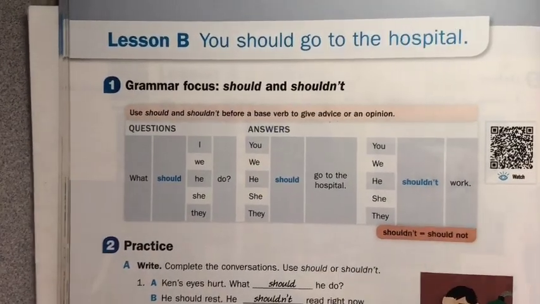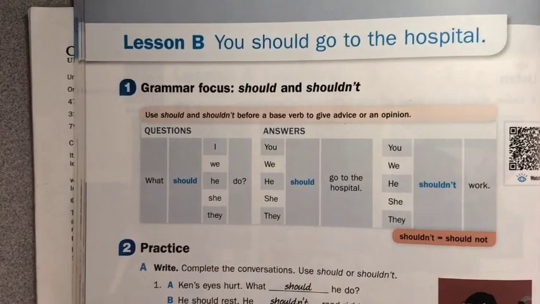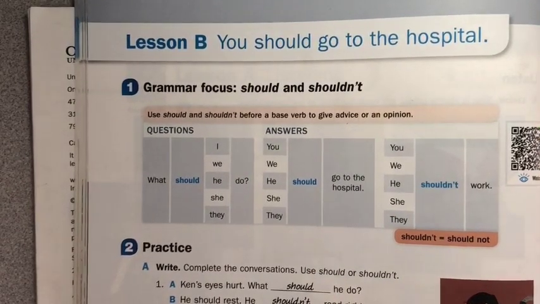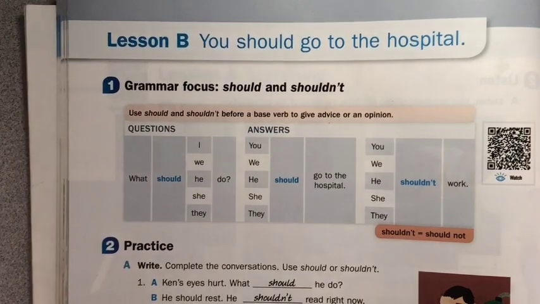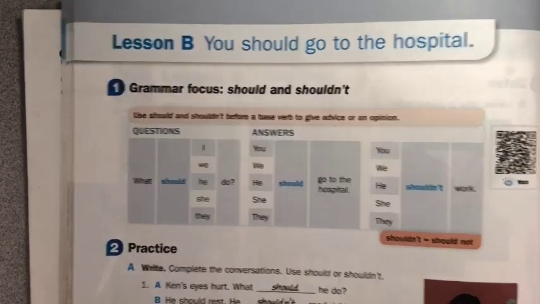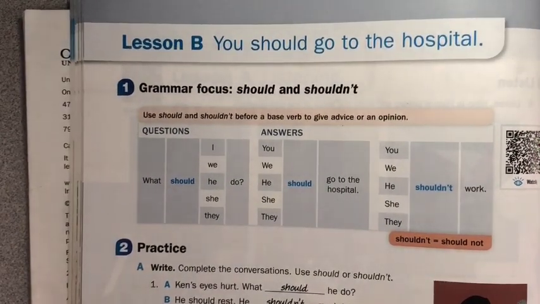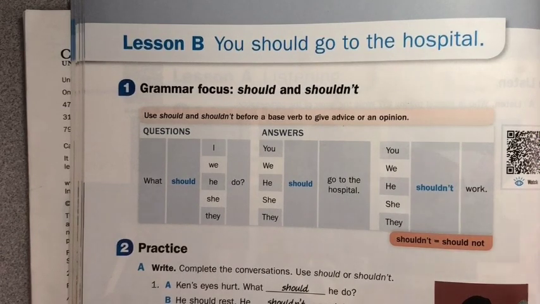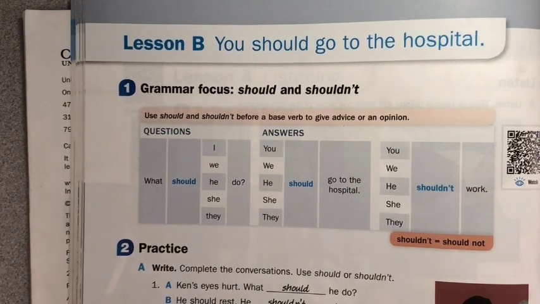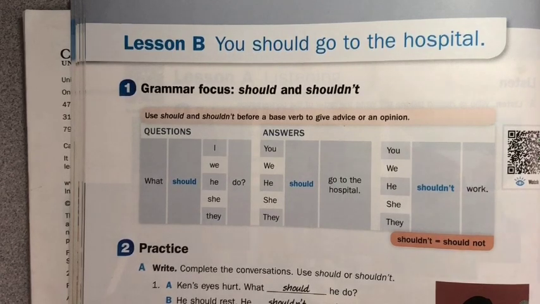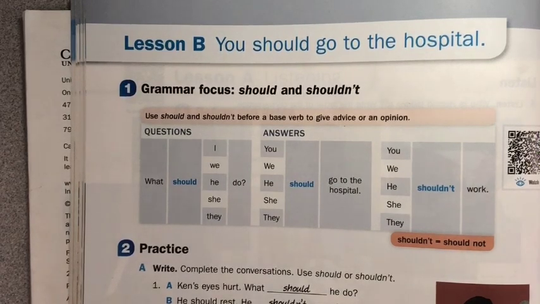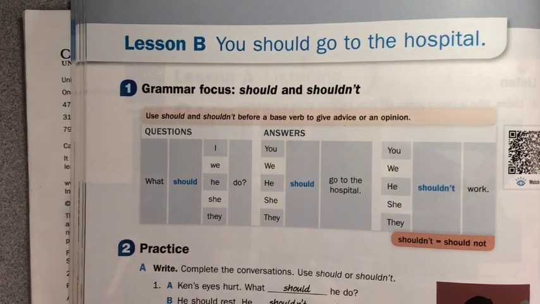And finally, in our very fast review, this is Unit 4. We're talking about should. When we use should, it means I want you to do something because it's good for you. You should do it, but you don't need to do it. It's not necessary. I want you to do it.